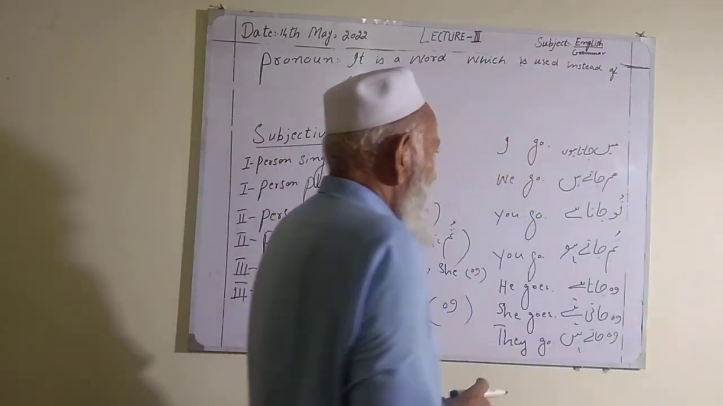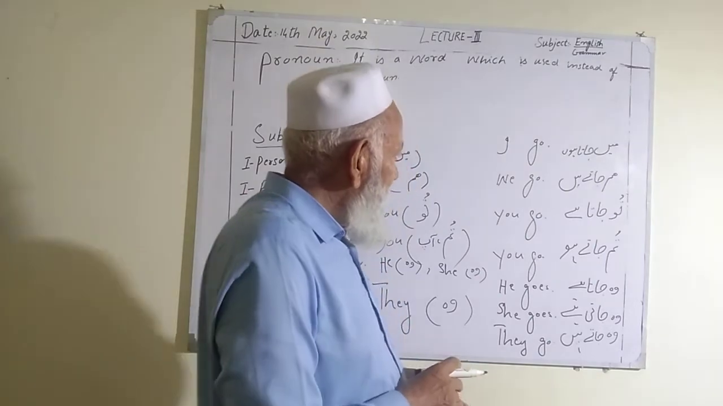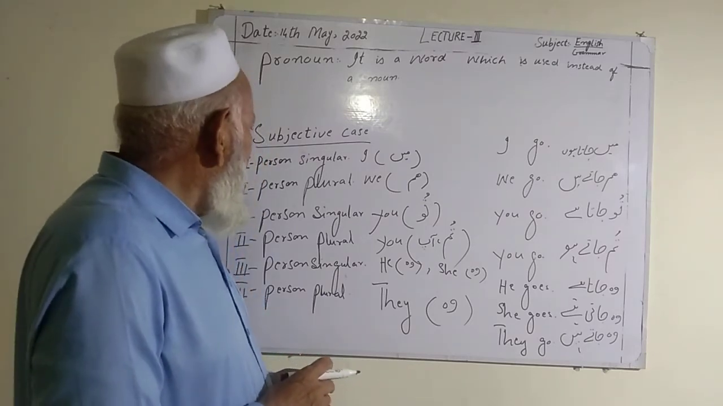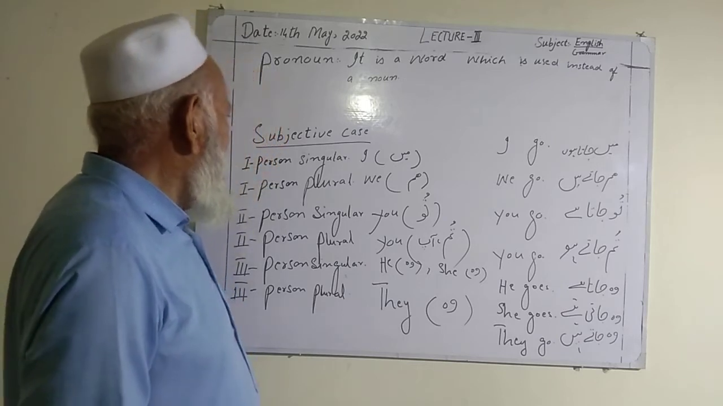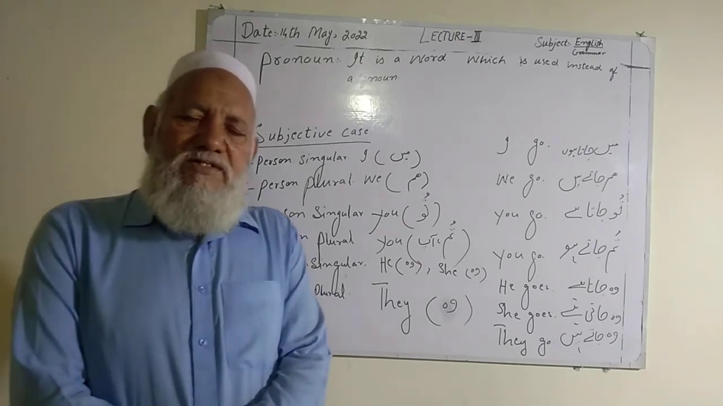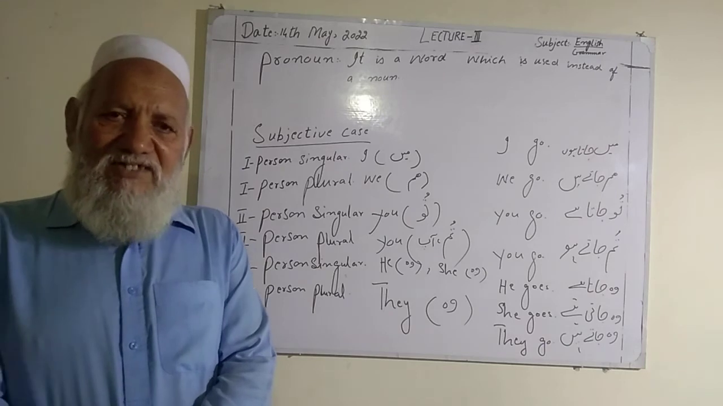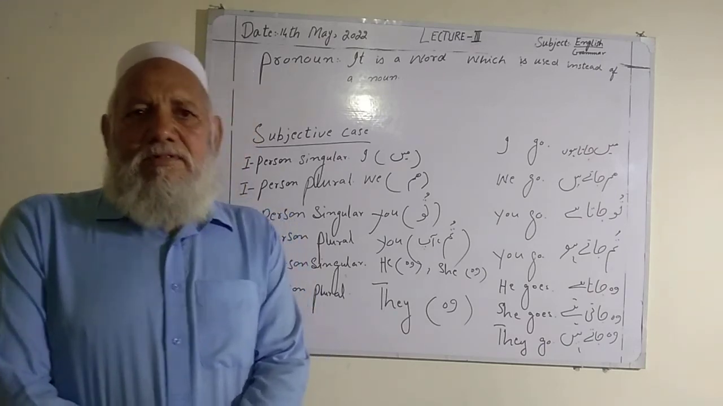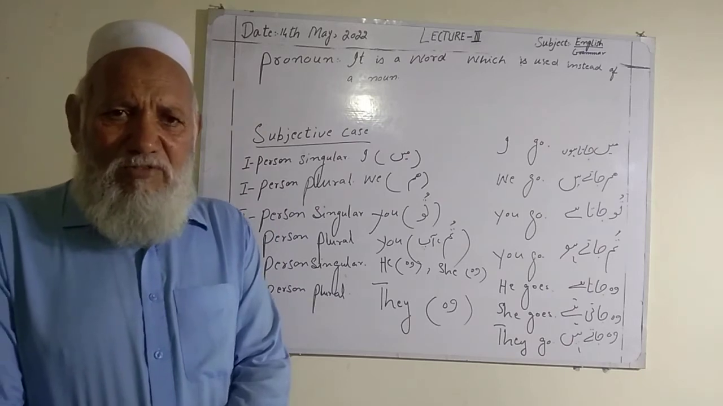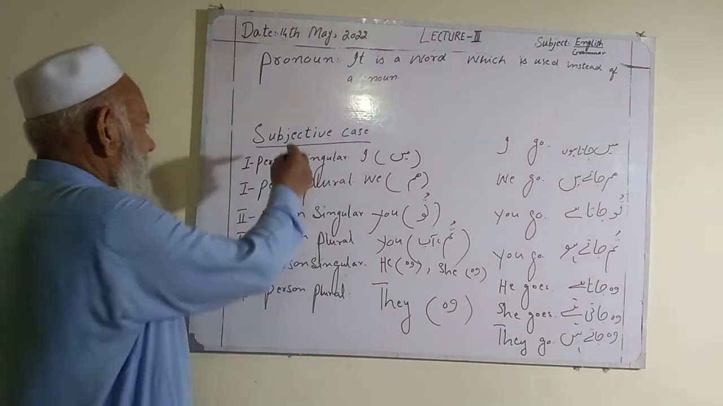So now you have knowledge that we have used I, we, you, he, she, they in the place of subject. So these all are called subjective case, and in subjective case we use pronouns in the place of subject. Now you are clear what is pronoun. Pronoun is the word which is used instead of a noun. Noun is the name of a person, place or thing. Pronoun has many types: subjective, objective, possessive, demonstrative, indefinite, reflexive, interrogative pronoun, etc. But today we have only focused on subjective case.